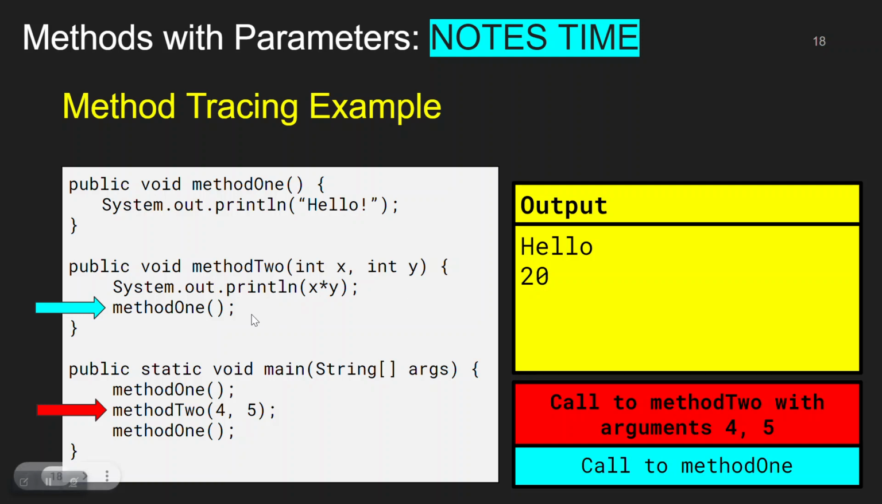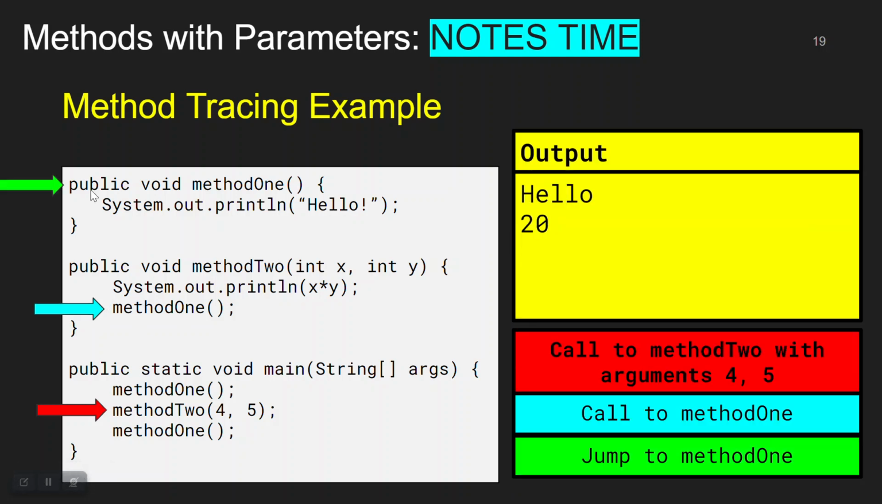But now we get a call to method 1. So again, we haven't completed method 2, so I'm going to leave this arrow here. And now I'm going to jump up here to method 1 and do what method 1 tells us to do, which of course is to print hello. And then this ends method 1, which means we can jump back to here.